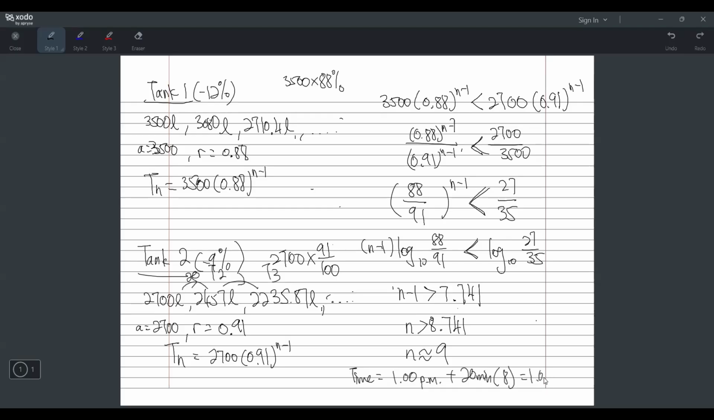So it will be 1 p.m. plus 160 minutes. But what is 160 minutes? 160 minutes is how many hours? It's actually 2 hours, 40 minutes. Because 1 hour is 60 minutes.